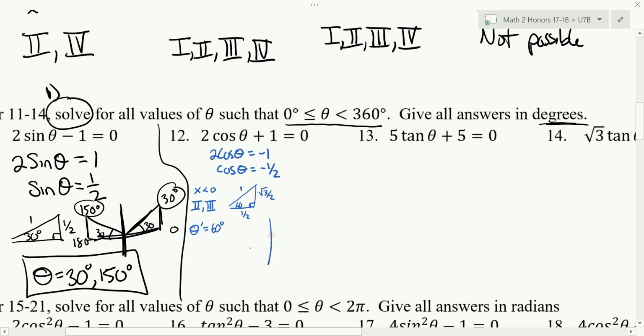So for our answer, in quadrant 2, I'm going to put a reference angle of 60 degrees, and in quadrant 3, a reference angle of 60 degrees. And this is 180 degrees, and if we go 60 back from 180, we're at 120. If we go 60 after 180, we're at 240, and those are our 2 answers. Theta is 120 degrees and 240 degrees.